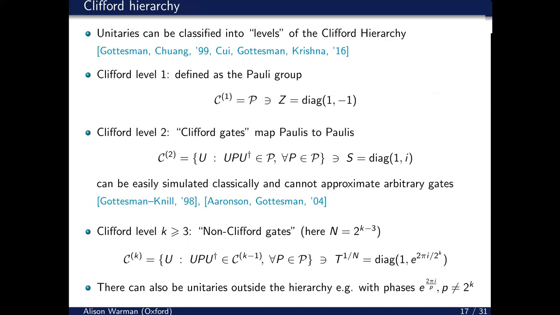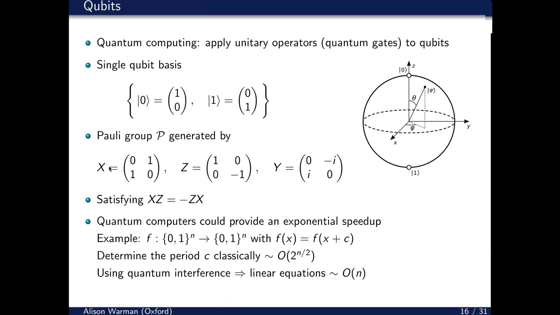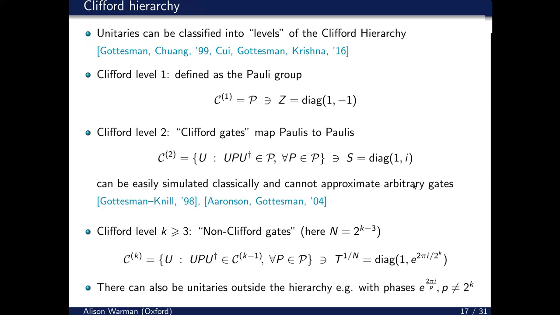Now, we've seen here the Bloch sphere of states of a qubit. Now, how can we describe the unitary operators acting on these qubit states? These can be organized into levels of the so-called Clifford hierarchy, where level 1 is defined as the Pauli group, the Pauli X, Y, and Z generators. Then level 2 is defined as the group of unitaries that conjugate Paulis into Paulis. However, these Clifford gates can be easily simulated classically.